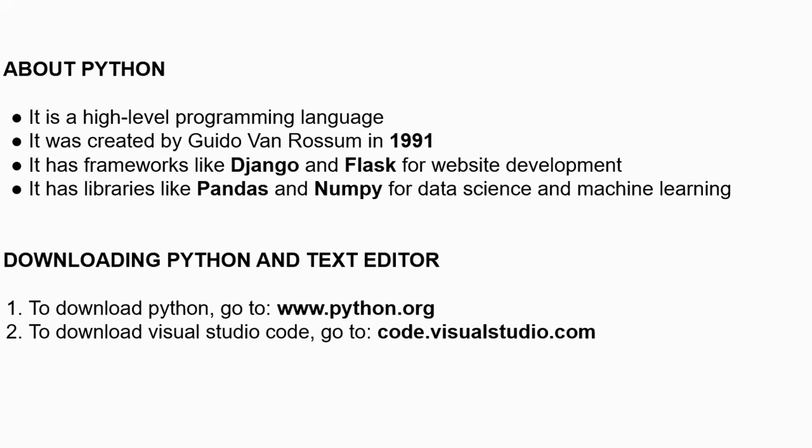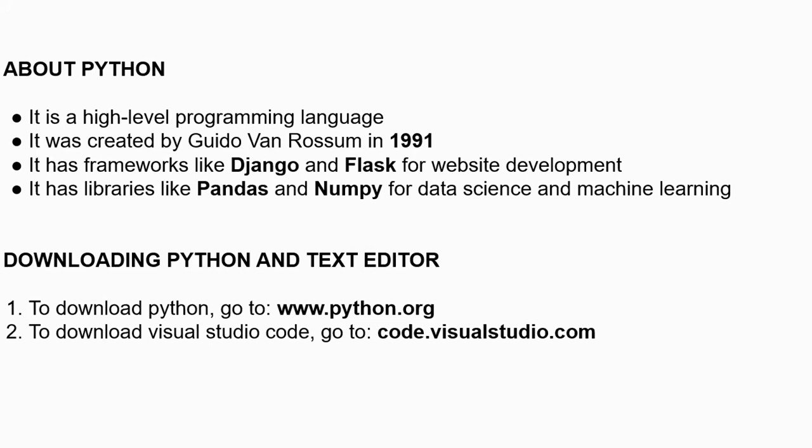Now, to download Python, you go to python.org, and after downloading Python, we will also use a text editor, and in this course we will use Visual Studio Code. So to download Visual Studio Code, go to code.visualstudio.com.